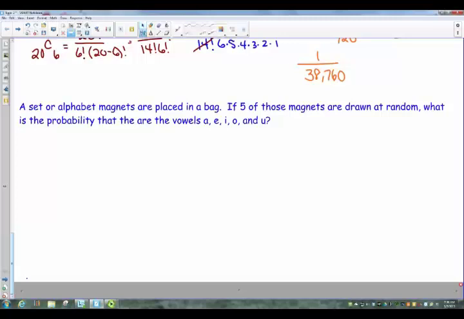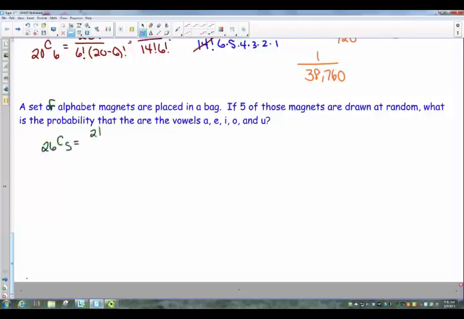Okay, hopefully you guys had enough time to work through this. So it says a set of alphabet magnets are placed in a bag. If 5 of those magnets are drawn at random, what is the probability they are the vowels A, E, I, O, U? All right, so start with your nCr. This is drawn at random. nCr. We know that there's 26 letters, and we are selecting 5 of them.